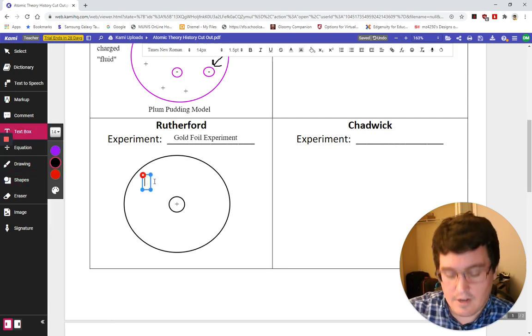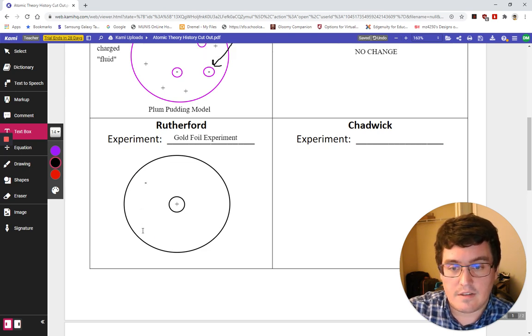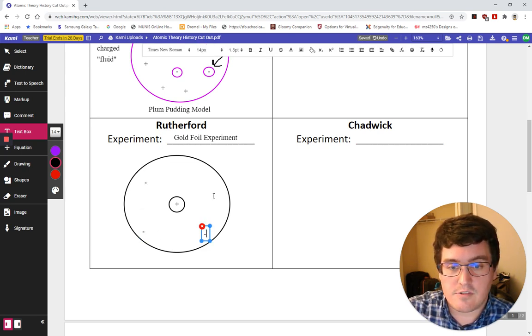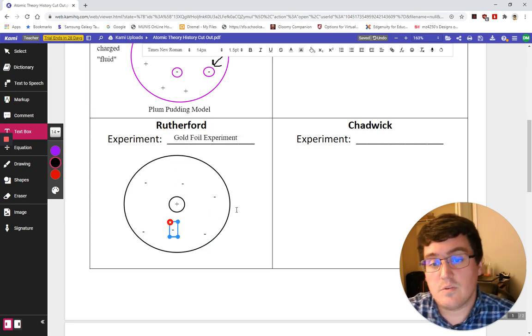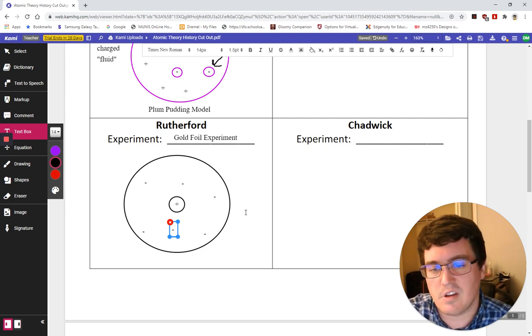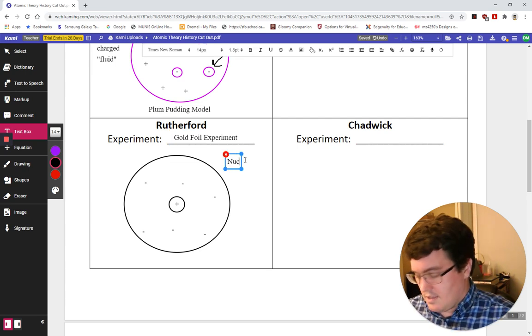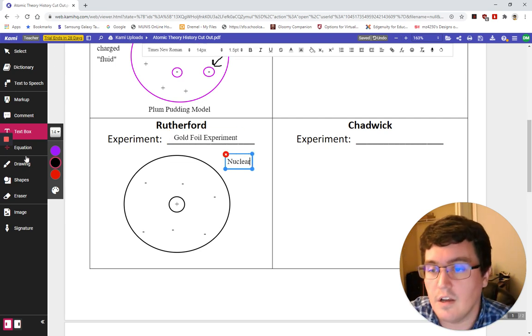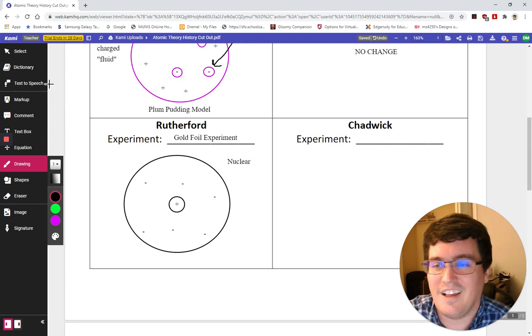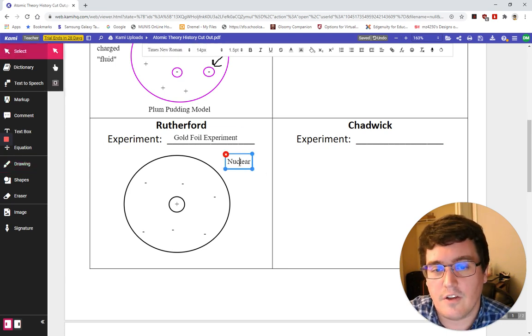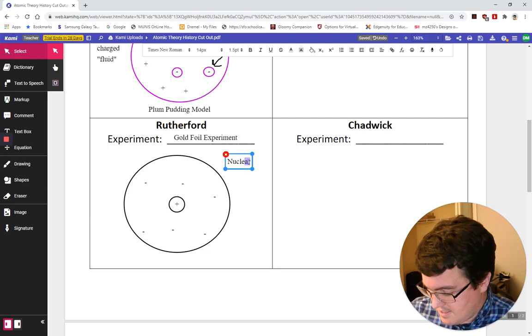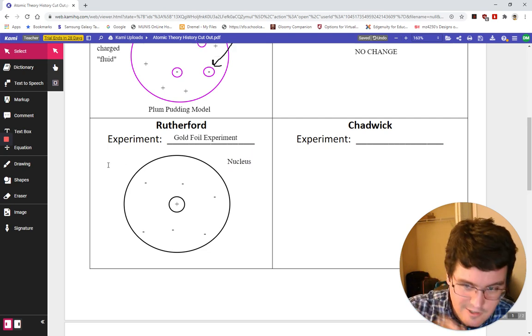But he does know that there are electrons all around that. So we'll put some electrons around here. He doesn't know where they are. It's actually a few years after he does his work before we really start to discover where electrons are. But he does give that thing a name. He looks at that and he says, hey, it's in the center. He calls it the nucleus. The thing at the center is a nucleus.